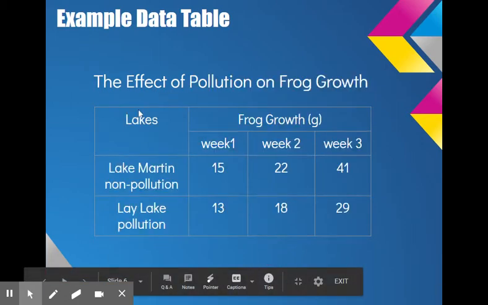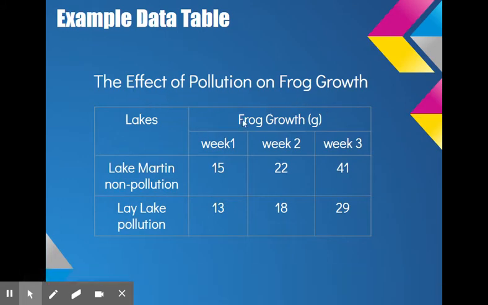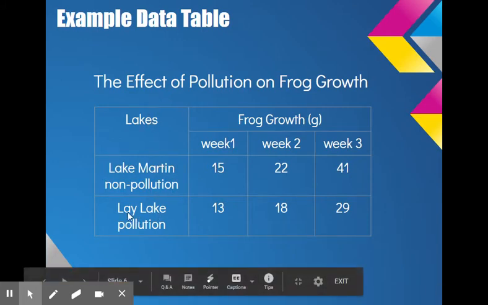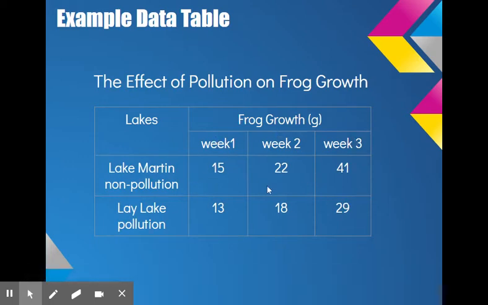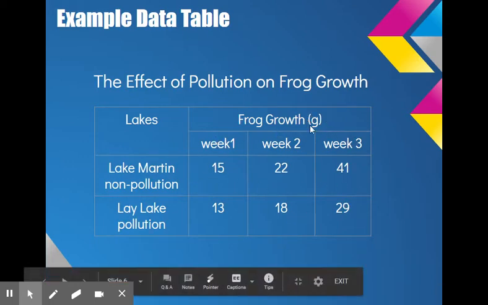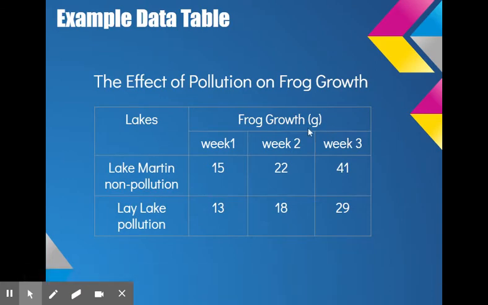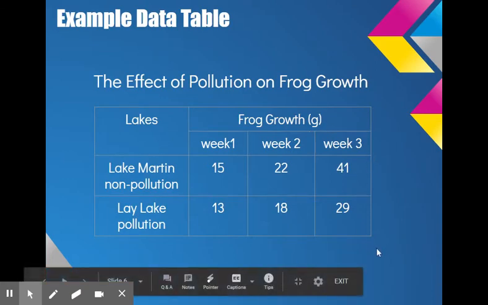Okay, so let's look at the data table that you created. Basically, the effects of pollution would be the title. It's very important that you have a title. Then you have 2 lakes, Lake Martin and Lay Lake. You have 3 weeks, right? So you put your values in here. And then notice that you have grams as your unit. So you're going to make sure that you have a unit for all of your measurements as well. So check against yours and see if it looks like this.